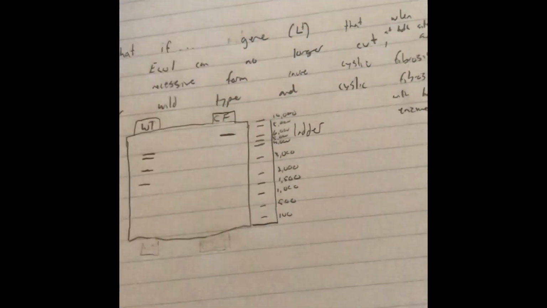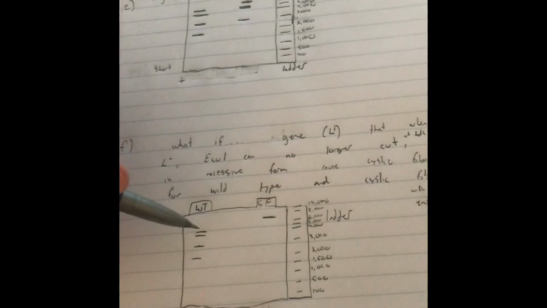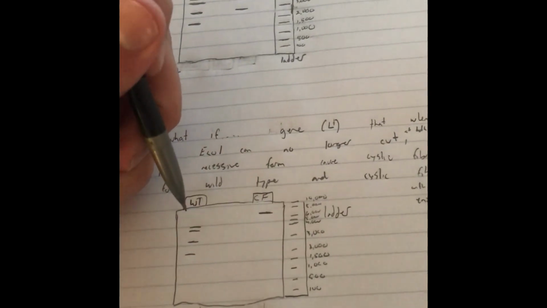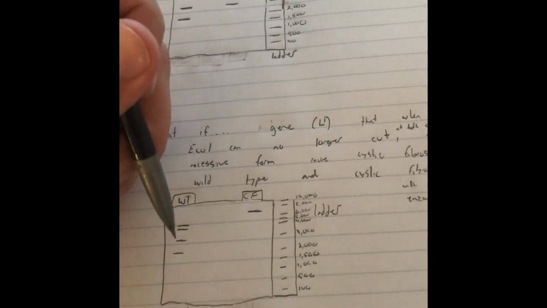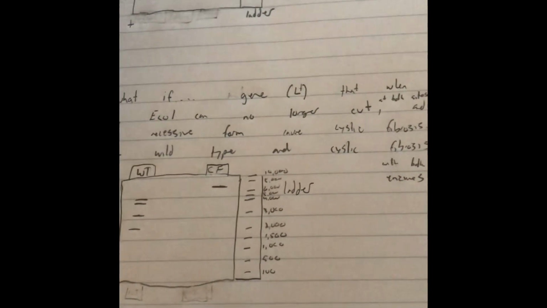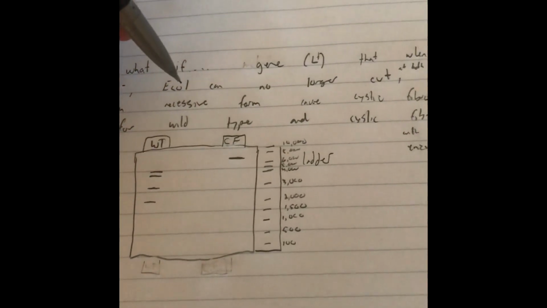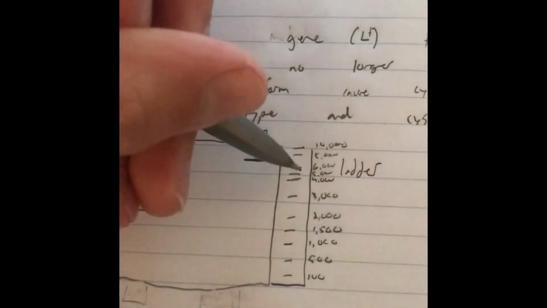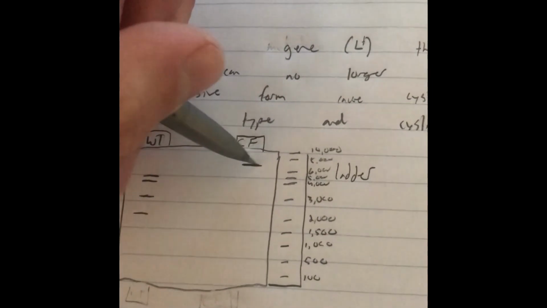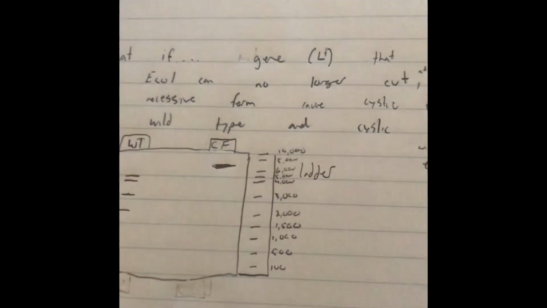We have our ladder again. Our wild type should emulate this up here because it's running smoothly. We have our 5, 4, 3, and 2,000 base pairs, but with this cystic fibrosis DNA, ECO1 can't cut, so that leaves us with only one cut at the SMA site, and that's at 7,000 kilobase pairs.